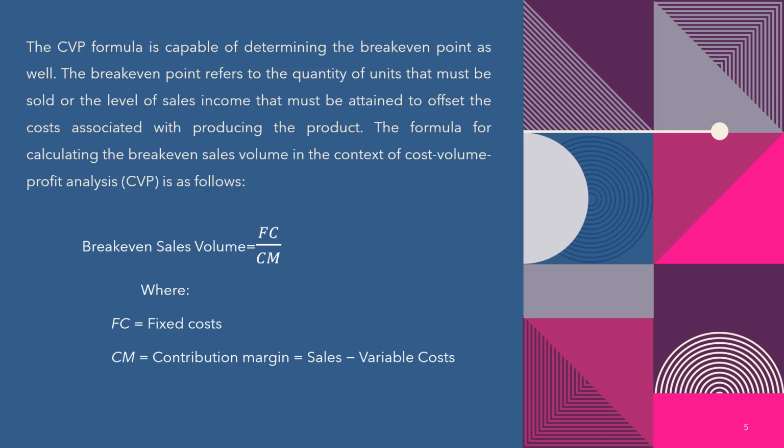So the CVP formula is capable of determining the break-even point as well. The break-even point refers to the quantity of units that must be sold or the level of sales income that must be attained to offset the cost associated with producing the product. The formula for calculating the break-even sales in the context of cost volume profit analysis is the following. So break-even sales volume is equal to FC divided by CM, where FC is our fixed cost and CM is our contribution margin. Contribution margin is equal to sales minus variable costs.